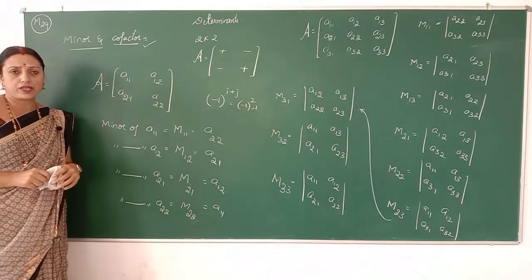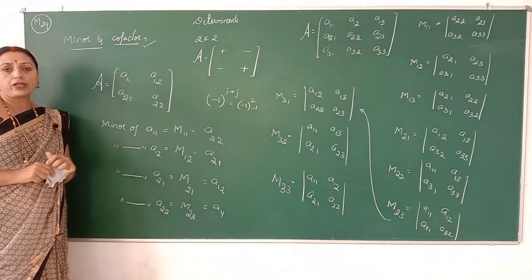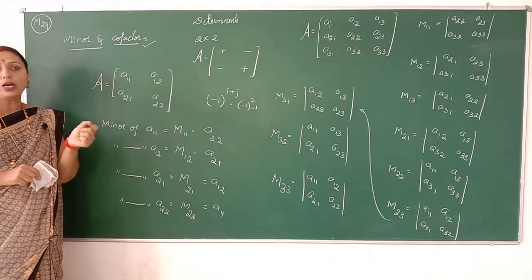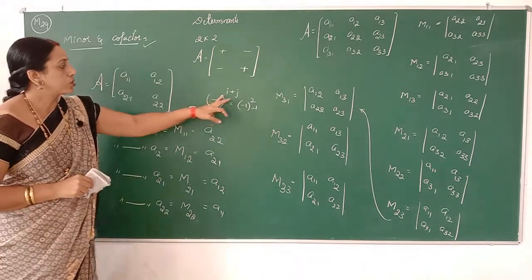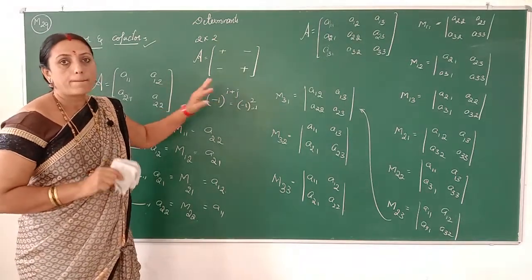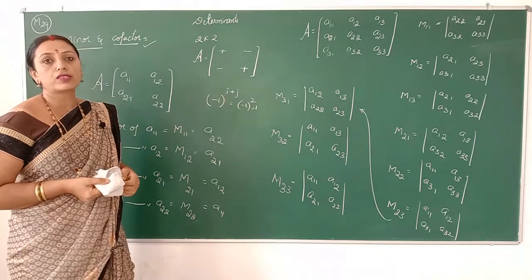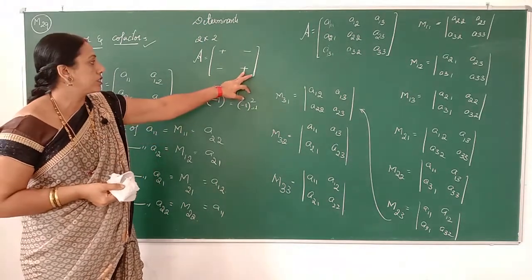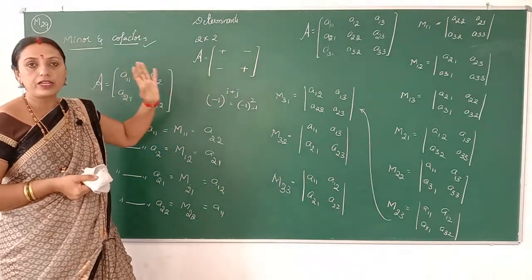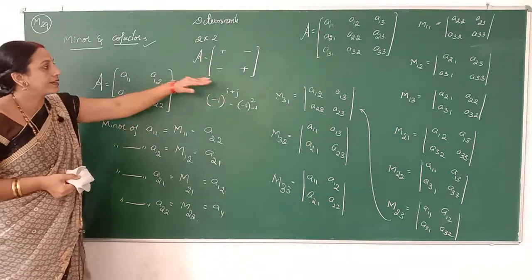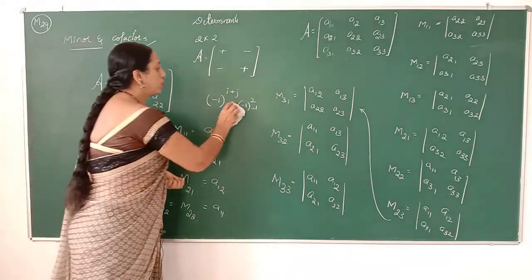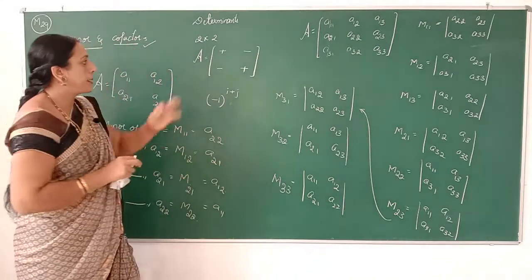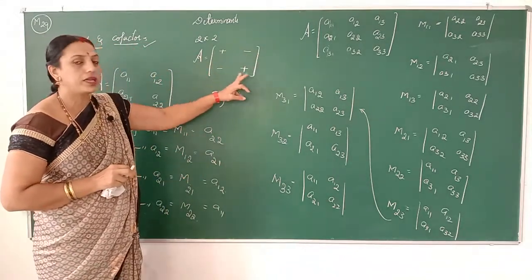Similarly, the last one is A22. A22 means i is equal to 2 and j is equal to 2. So 2 plus 2 is 4, and minus 1 to the power of 4 is positive. That is the sign of the last element of the determinant. Therefore, the corresponding signs of the 2 cross 2 determinant are plus, minus, minus, plus.